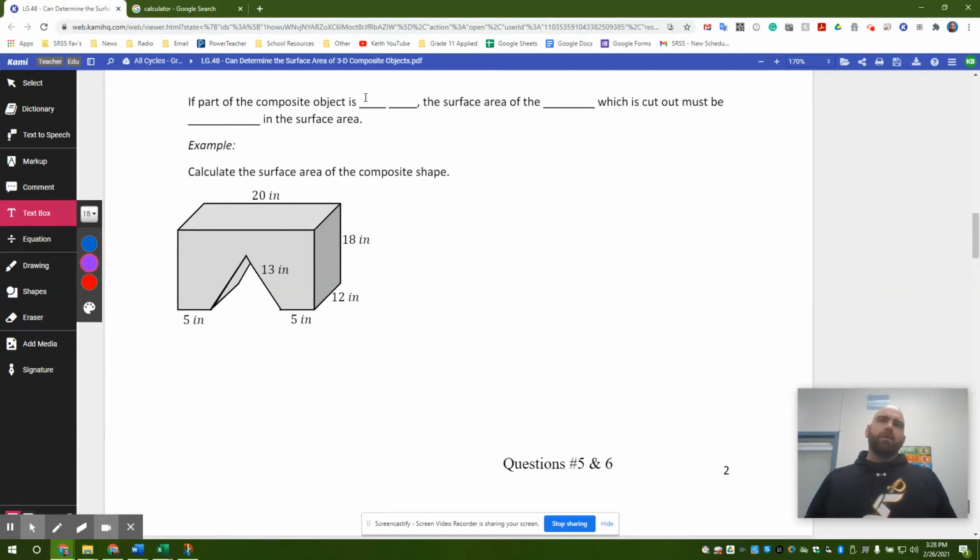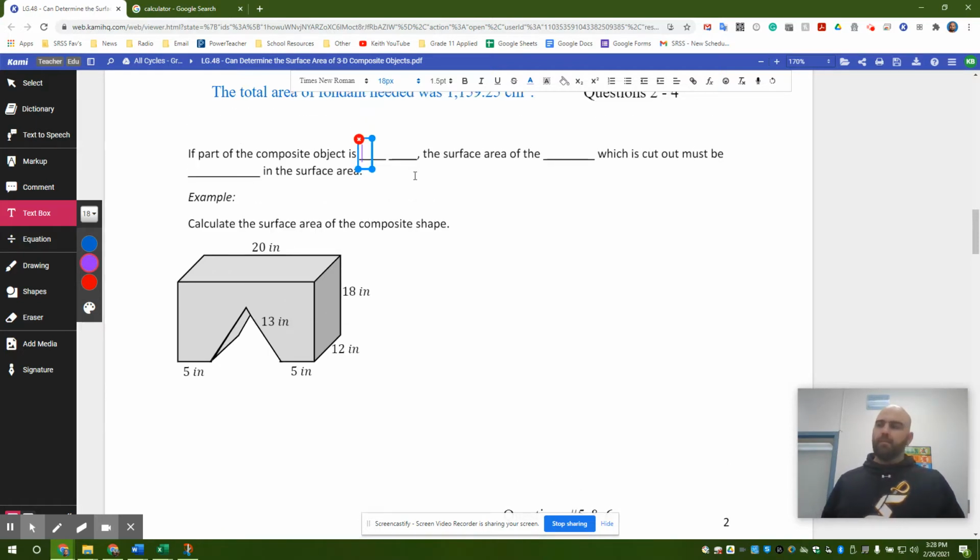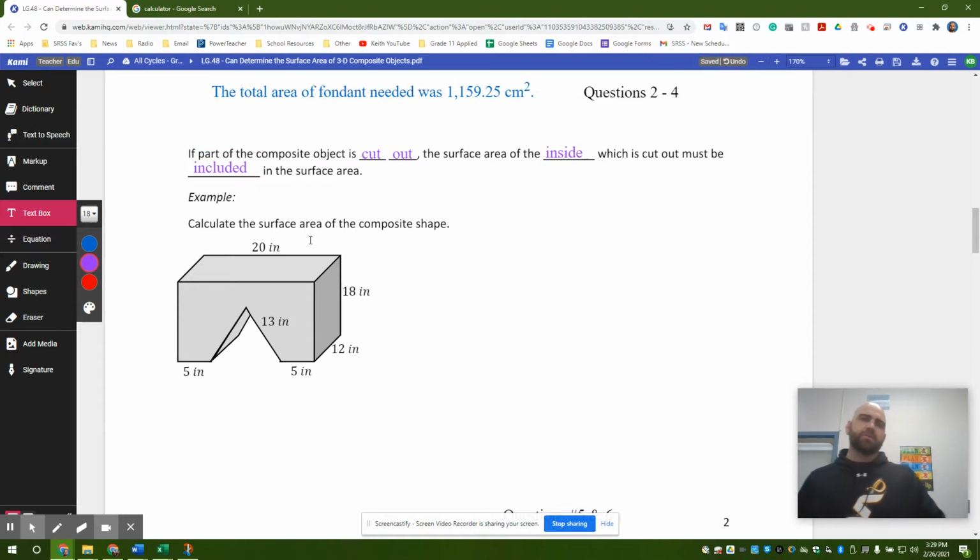All right, so now we've looked at a couple different composite shapes, and this time we're going to look at another kind of variation of a composite shape. If part of a composite shape is cut out, the surface area of the inside, which is cut out, must be included in the surface area. Right, so it must be included in the surface area.